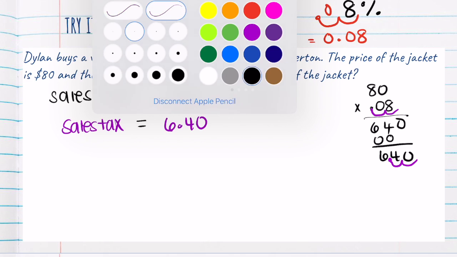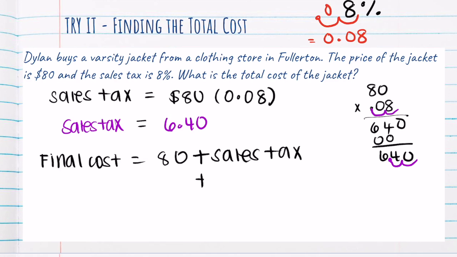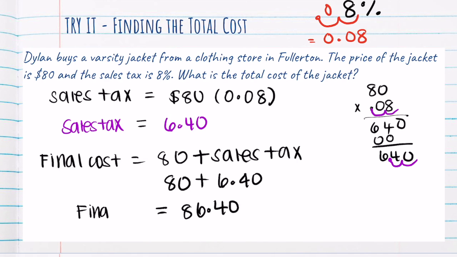Now, sales tax is an additional cost. That means we have to add it to the original cost. So the final cost will be 80 plus the sales tax. And since the sales tax is 6.40, we're going to add 6.40 to $80, and we get our final cost as $86.40. So Dylan, in this scenario, will pay $86.40. And what you notice when you go to stores is that the price tag that you see on your clothes, like a jacket, is different from how much you actually pay when you go to the cash register.